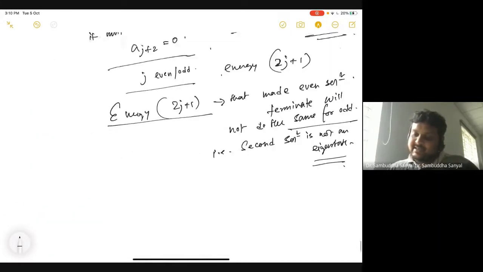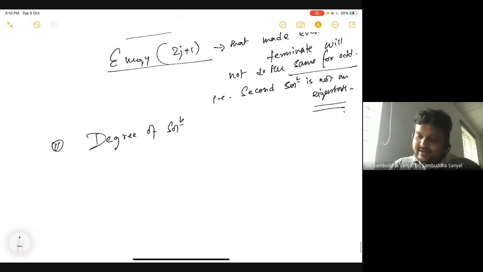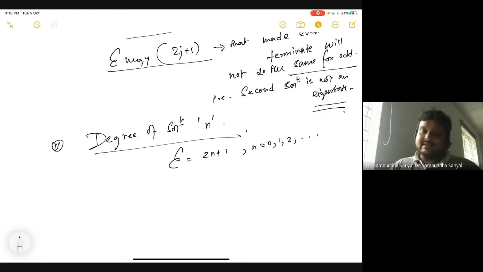So that is basically the meaning of this statement. And to better express it, since there are two different j's, so I express the degree of solution. I rather use a different notation called n. So degree of solution is dubbed as n. So now I will call the epsilon is nothing but 2n plus 1, where n can be anything. It is just an integer.